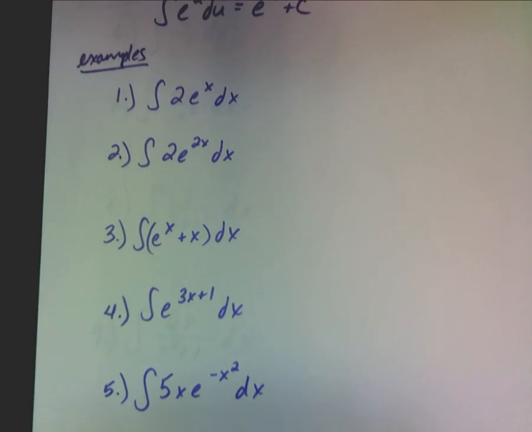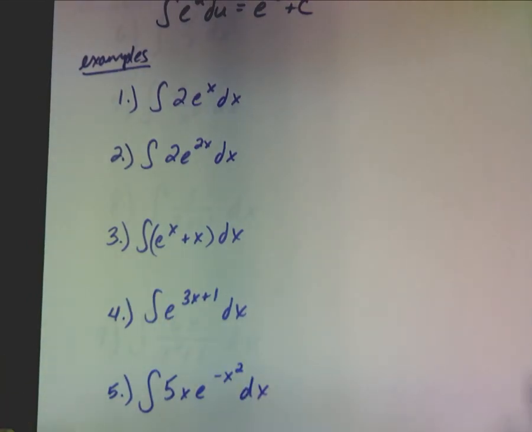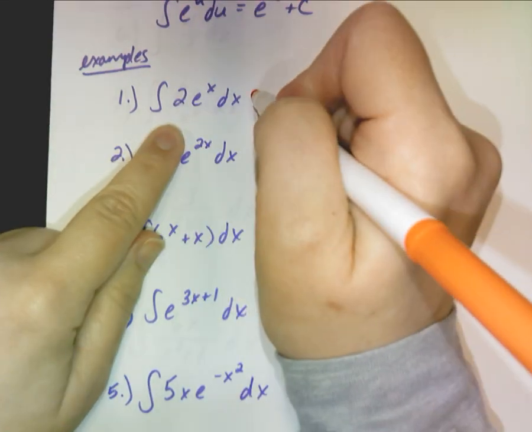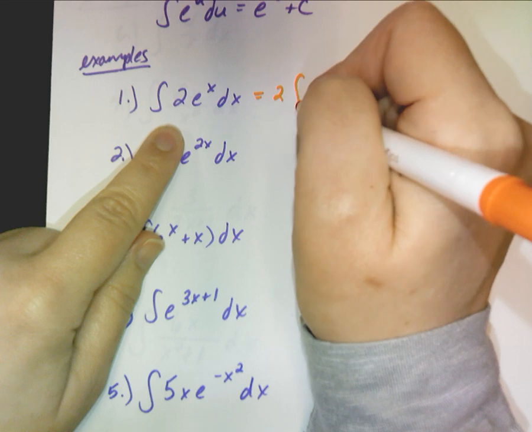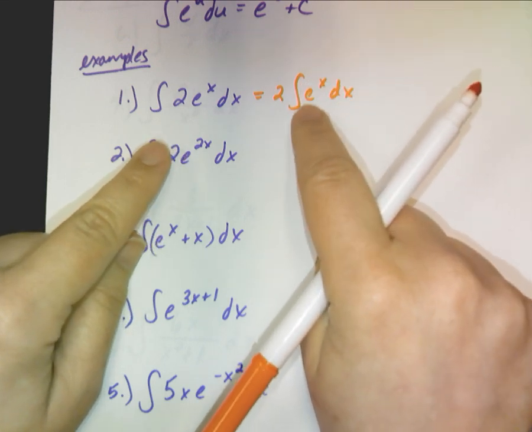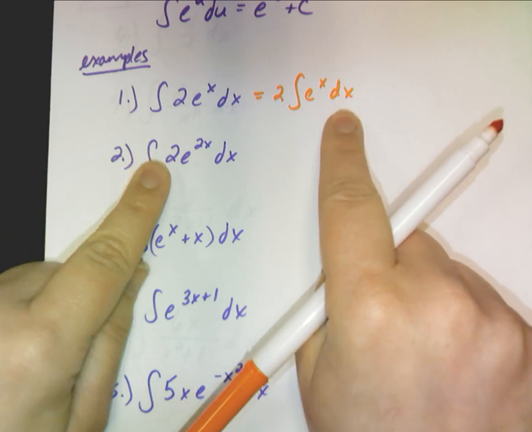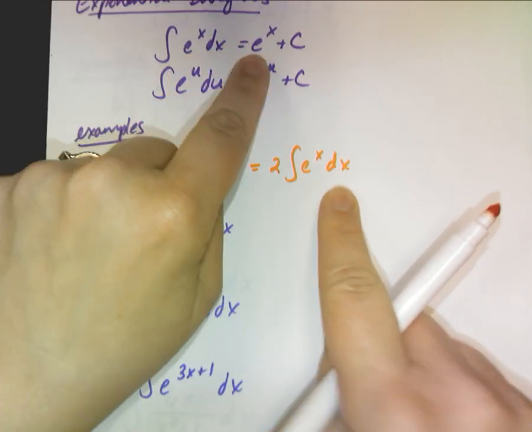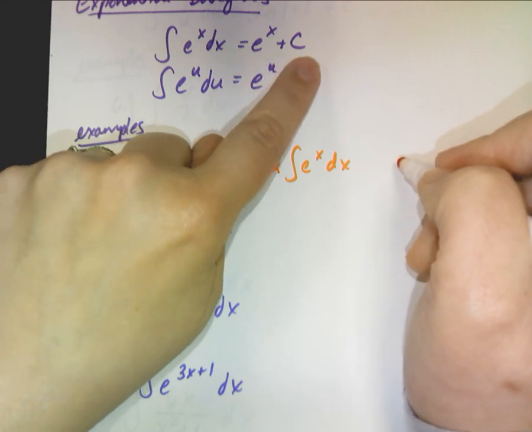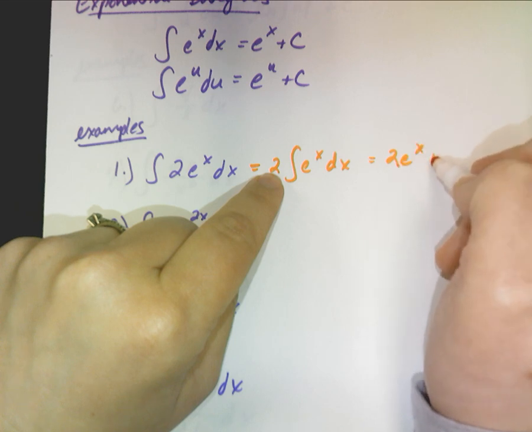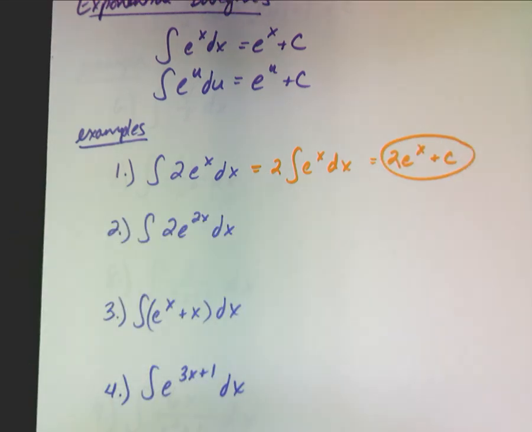Let me show you what I'm working with here. This is a constant 2. My properties say I'm allowed to pull that constant out. And then I have the integral of e to the x dx. Again, from the formula, the integral of e to the x dx is e to the x plus c. With that 2 on the outside, you would just have 2 e to the x plus c. That's it. Done.